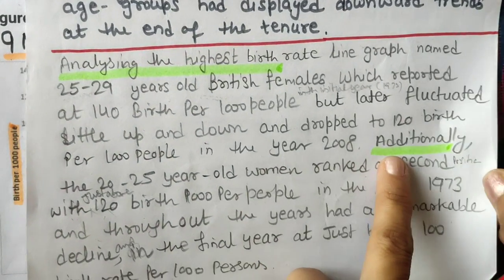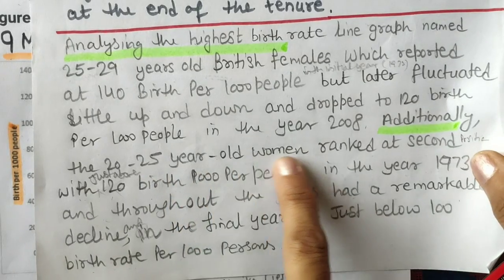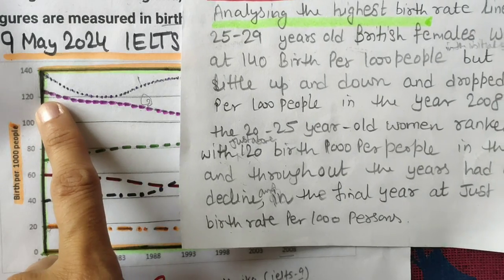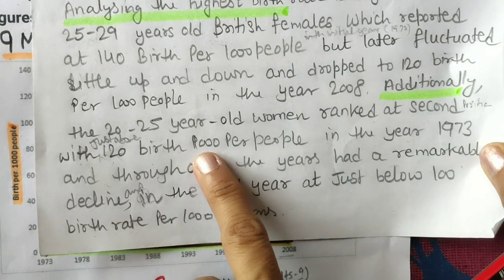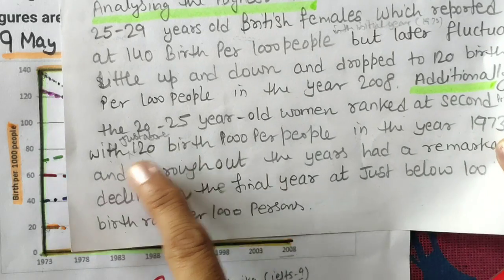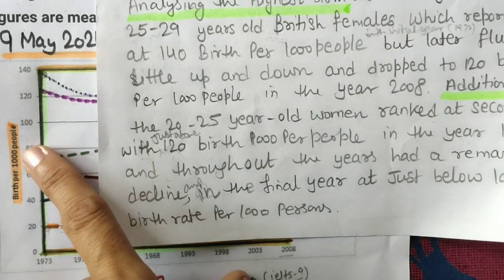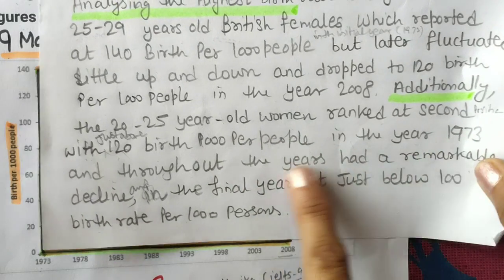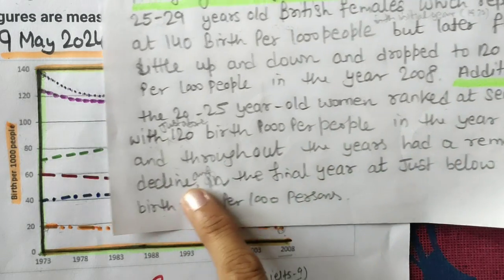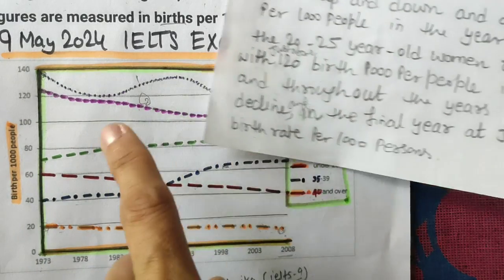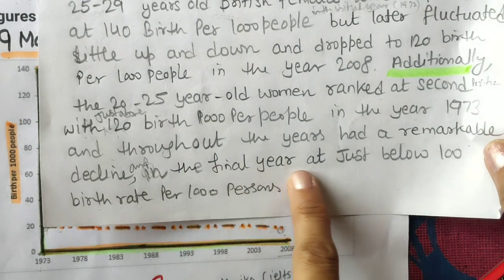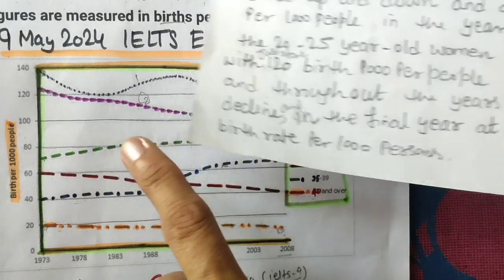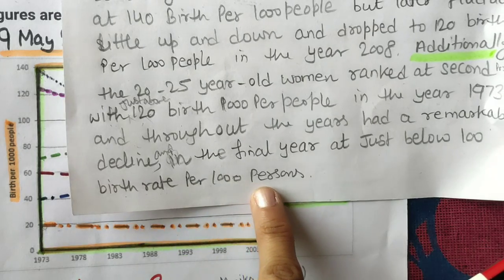Now second, additionally the 20 to 25 year old women ranked at second position with just above 120. Okay, 120 births per 1000 people. Now you will be asking why I am writing 1000 people, because this information is given, so every time we have to write this. In the year 1973 and throughout the years had a remarkable decline. See this remarkable decline, and in the final year at just below 100, it is just below 100 births per 1000 persons.